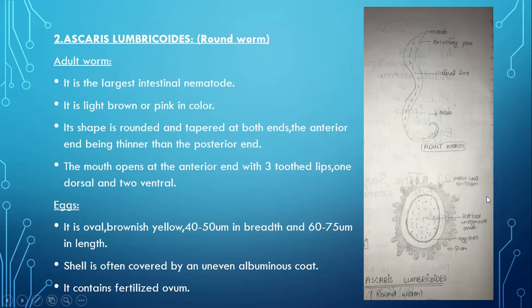Now talking about the egg of this worm, the egg is oval in shape, brownish yellow in color, 40 to 50 micrometers in breadth and 60 to 70 micrometers in length. This is the length while this is the breadth. The shell is often covered by an uneven albuminous coat. As you can see here, this shady part that you're viewing is actually a protein coat, and it contains a fertilized ovum, which you can see here.